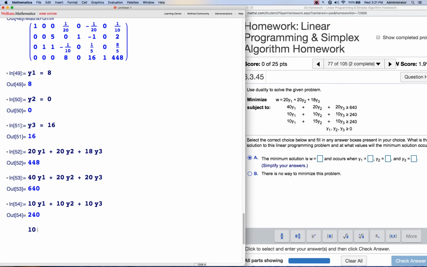And then 10y1 plus 15y2 plus 10y3 should be greater than or equal to 240, so that's good. So just checking my answers.